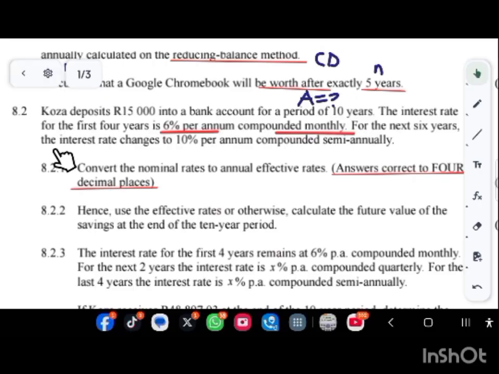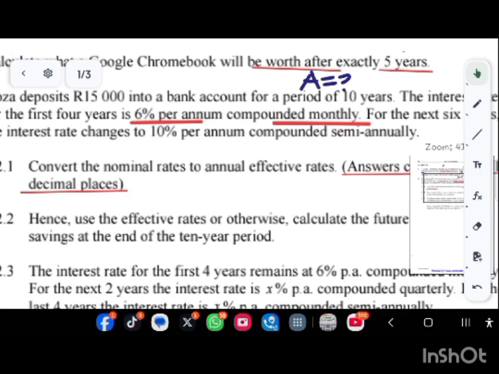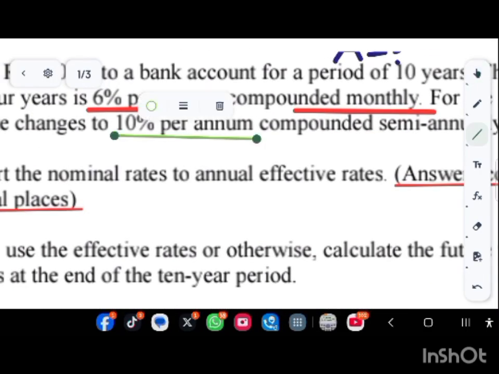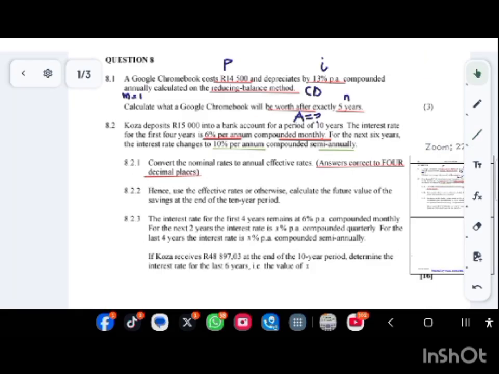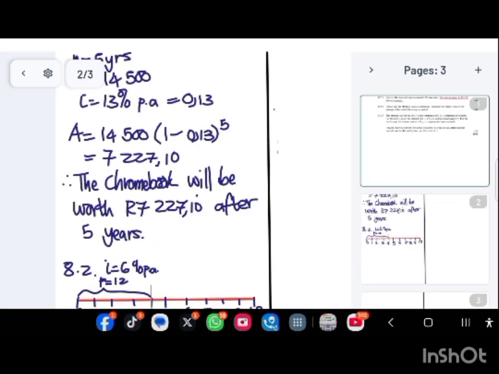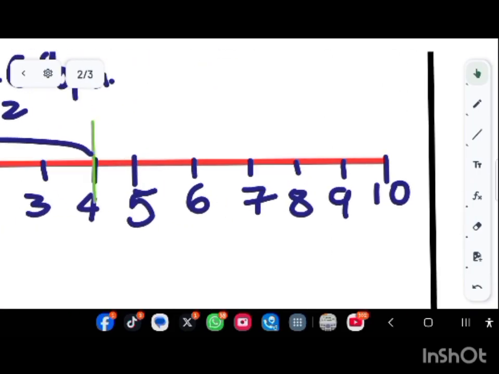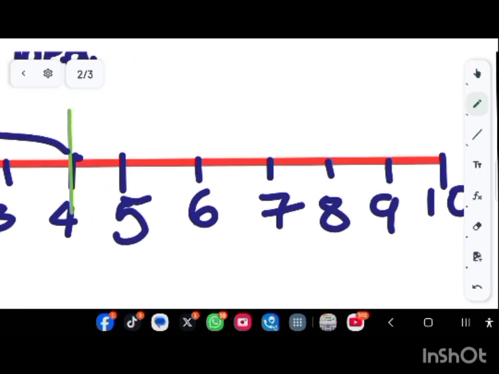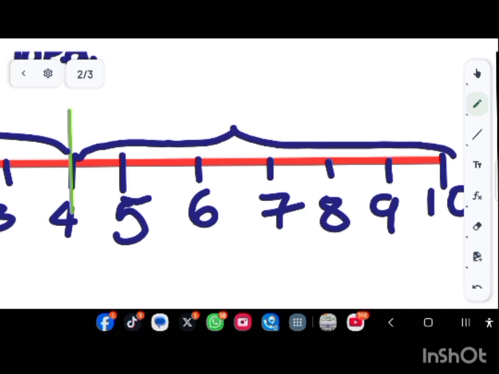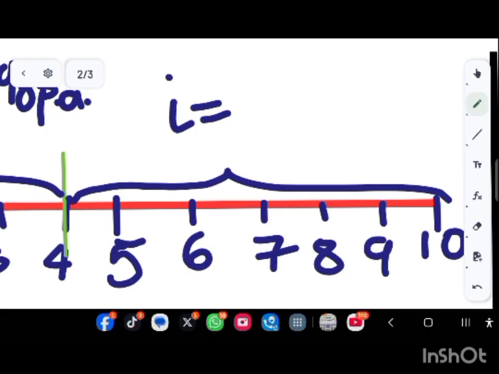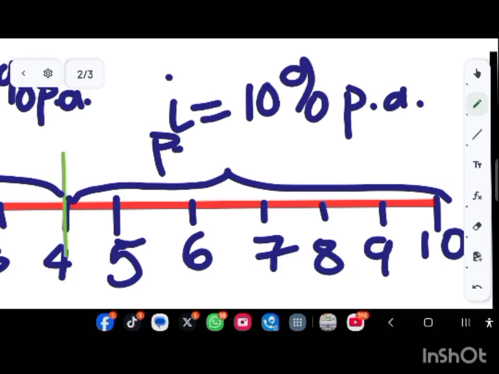For the next 6 years, the interest rate changes to 10% per annum, compounded semi-annually, meaning that it is compounded twice per annum, twice a year, meaning that your small p, or your m, will be 2. So that is an interest rate of 10% per annum, compounded semi-annually, that is 2 times per year.